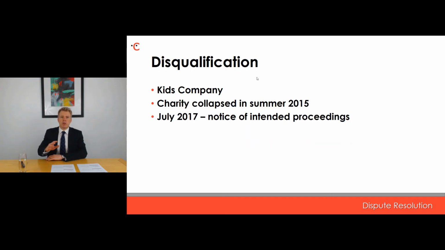Similarly, a possible thing that's coming up that was fairly high profile was the charity Kids Company, which collapsed in 2015. On 31st of July this year, the notice was given that there was an intention to bring directors' disqualification prosecution against the directors of the company. Again, I'm not aware that anything has happened with that yet, but it's a high-profile issue that may come back into the headlines next year.